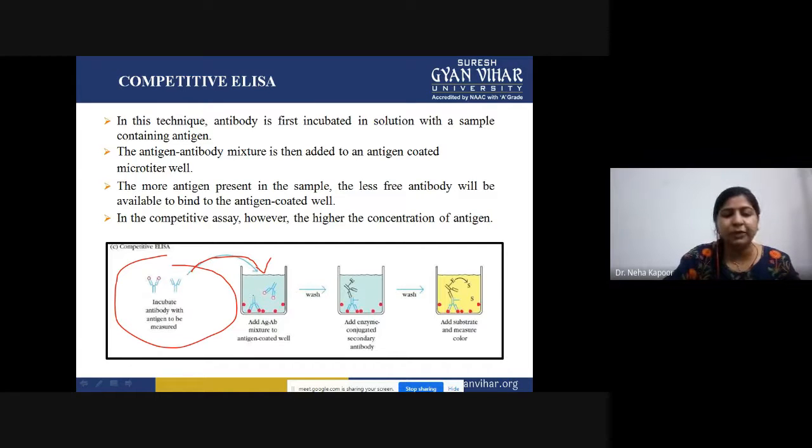From this, the antigen coated microtiter well, when you add this antigen antibody mixture, if more antigen is present in the sample, the less free antibody will be available, because all the antigen will migrate to their binding site and they will attach onto the variable region of the antibodies. So once they have been added, after that we will add the secondary antibody linked with enzymes. Again, give it a wash and add the substrate. You will be able to observe the color. However, in this case, the higher the concentration of antigen, the less is the color.